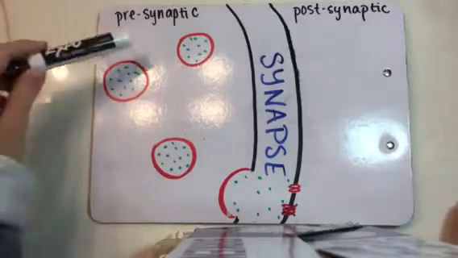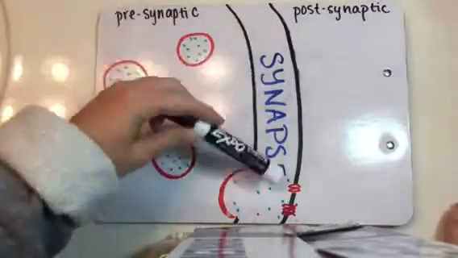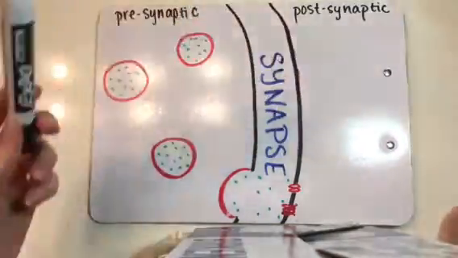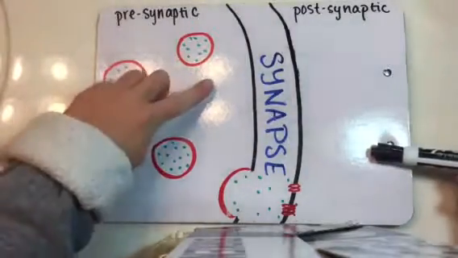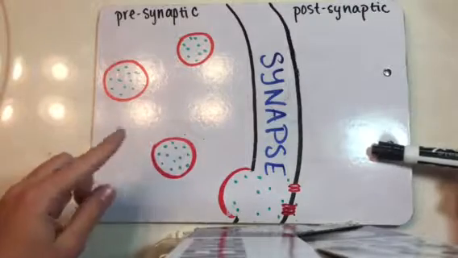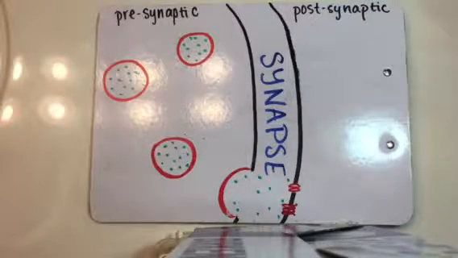So what I've drawn here is the presynaptic neuron, and then a little synapse here and a postsynaptic neuron over on the right. These little red things are the vesicles that I've drawn, and inside them in the green are the neurotransmitters. So what I'm going to start with is just the basic mechanism behind synaptic transmission.